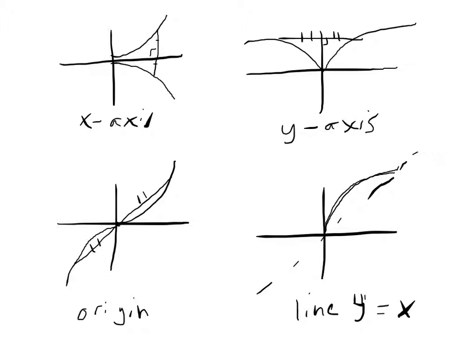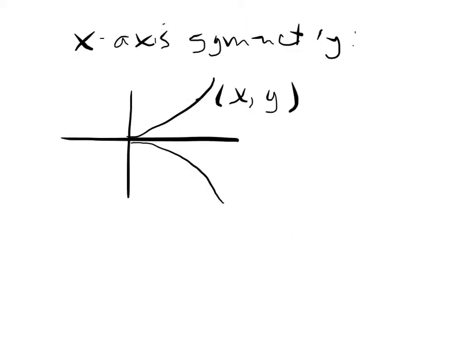And finally, the last type of symmetry is symmetry about the line y equals x. Here's my line y equals x. And you've seen that symmetry before. Basically what we're looking at is if you've got a point (x, y) on one part of the graph, you're also going to have the corresponding point (y, x). So we'll look at that in more detail when we look at inverses.